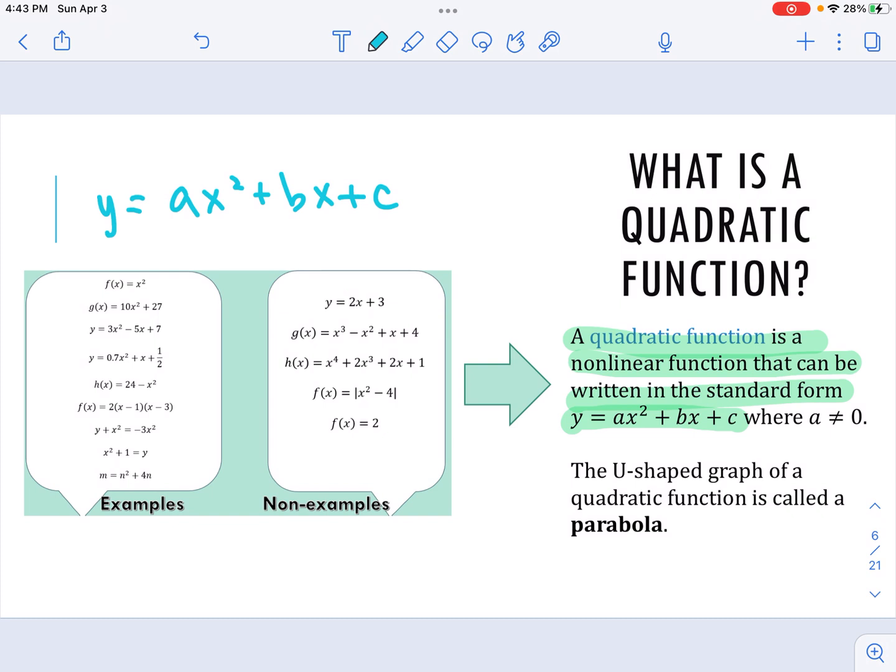Now notice it does say that a quadratic function must be written in the standard form y equals ax squared plus bx plus c, where a does not equal 0. Why do you think a can't be 0? Good, because if a is 0, this whole entire first term will cancel out, leaving us with a linear function. So in order for it to be a quadratic function, I need to have a not be equal to 0. We need that leading coefficient there. Anytime you are graphing a quadratic function, it's going to form a U-shaped graph, which we call a parabola.